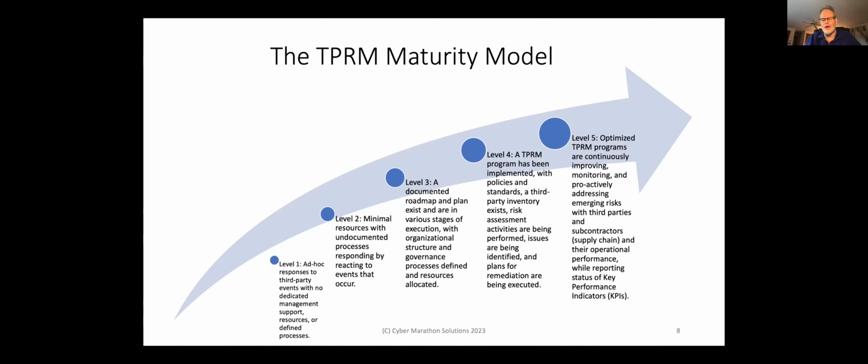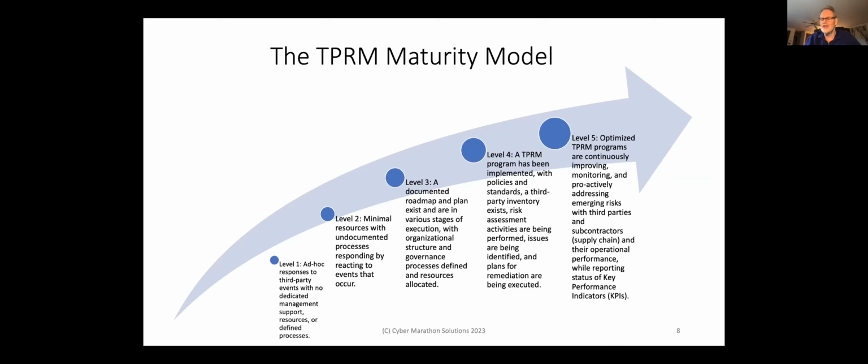That's when we get to level 4, where a third-party risk management program has been implemented. You may have policies and standards. You understand the risks and you actively track those risks. You've begun to do some level of continuous monitoring of the health of your critical third parties. At level 5, which we generally refer to as the optimized level, you're continuously improving your third-party risk program. You're proactively addressing risks. You're looking more deeply into your subcontractor risks, and you're spending a lot of money.